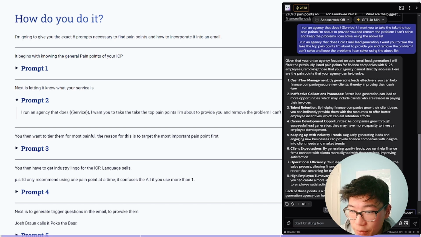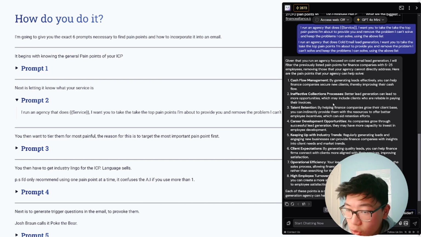By generating leads efficiently, you can help finance companies secure new clients. For an effective collection process, better lead generation can lead to more opportunities, which may include clients who are reliable in paying their invoices. So what I want you to understand is that these are pain points. If I was to write an email to finance companies dealing with this, I would say something like, "Hi, Name, you're probably dealing with clients that aren't reliable in paying their invoices right now. We're able to generate you leads that reliably pay." Think about that. This is what I mean by playing on pain points and actually trying to find new angles when you're running a cold email campaign.